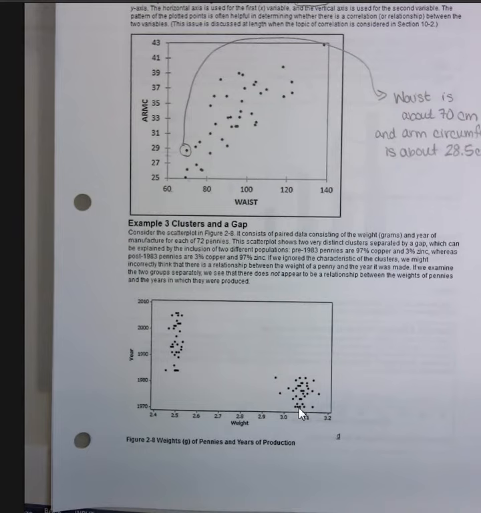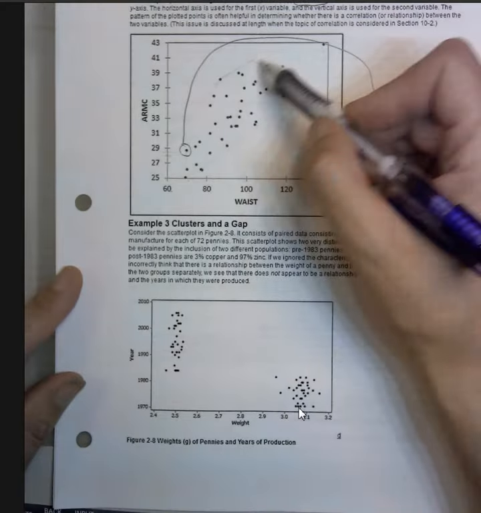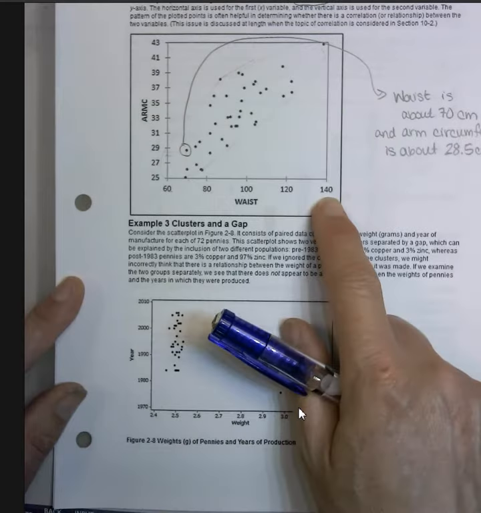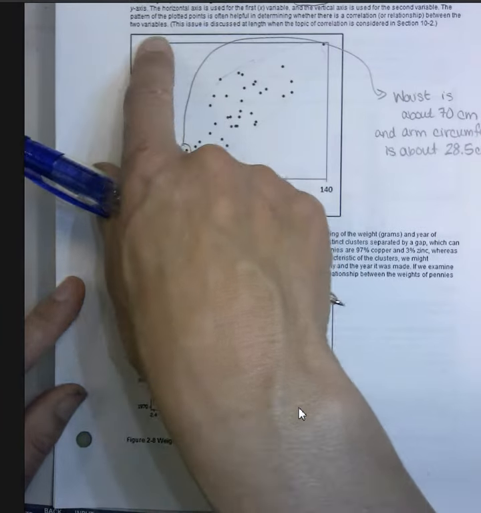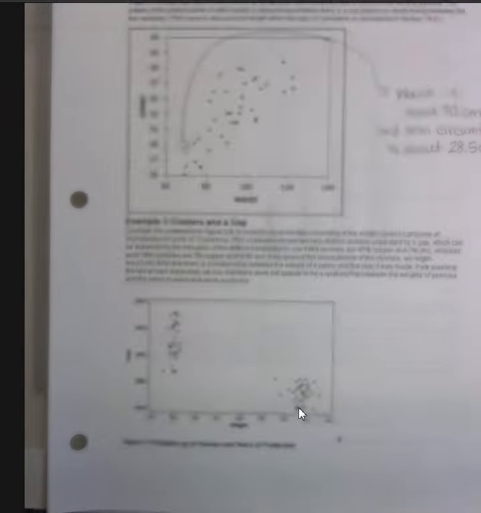And then we look to see if there's a trend in the dots. So like if you sort of look at the cloud of dots, like if you had to draw an oval around the dots, is there a trend to that oval? Does it trend upward? Does it trend downward? This one trends upward. So what that's saying is as your waist increases, your arm circumference increases. Does that seem to make sense logically? Yeah. If you have a larger waist, you're probably going to have a larger arm. If you have a smaller waist, you're probably a smaller person. You have a smaller arm circumference.